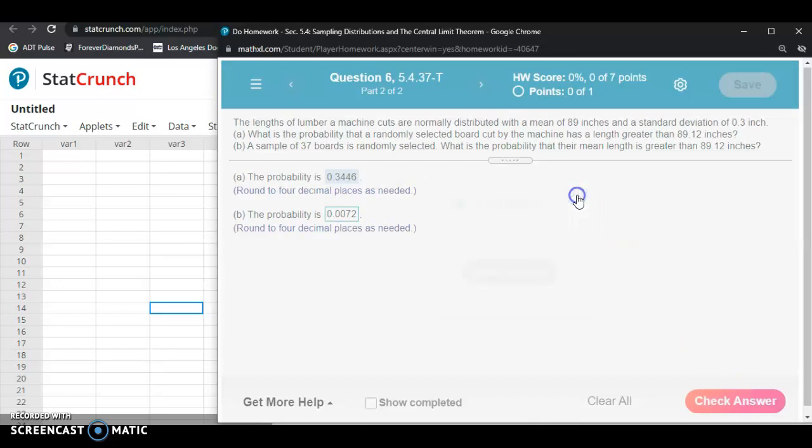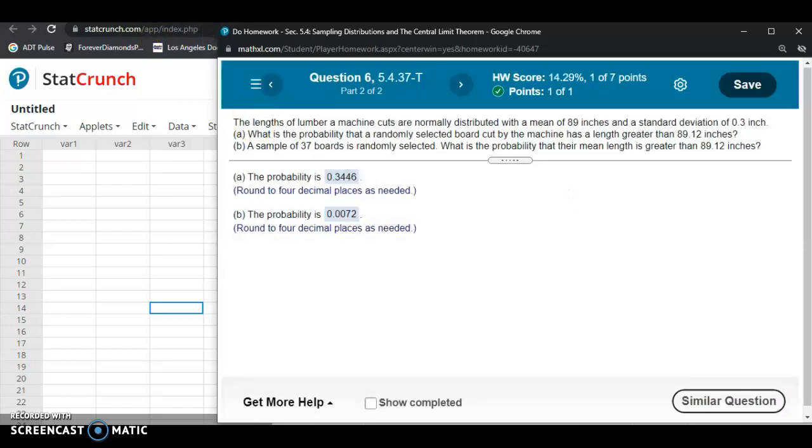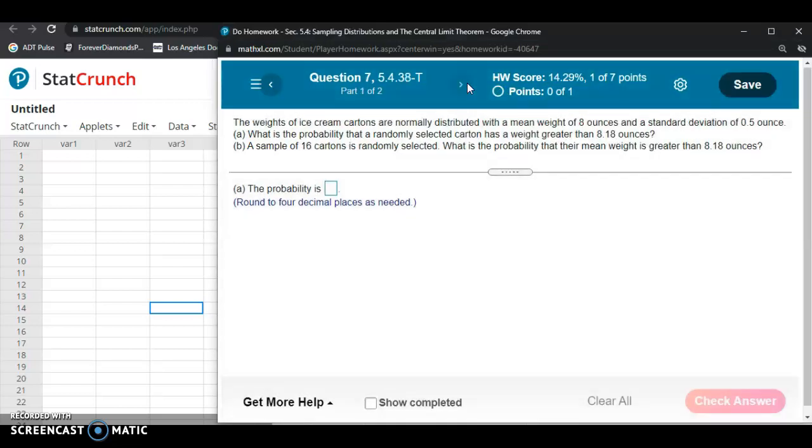And that completes question 6. There's one more question in the homework, question 7, and it's much like question 6, so you can complete it on your own. Please let me know if you have any questions, and good luck on the homework.